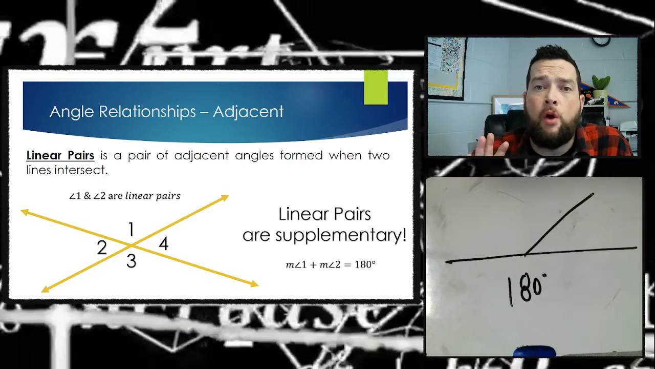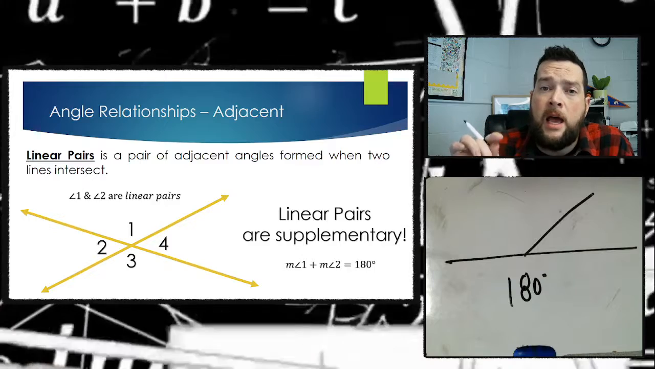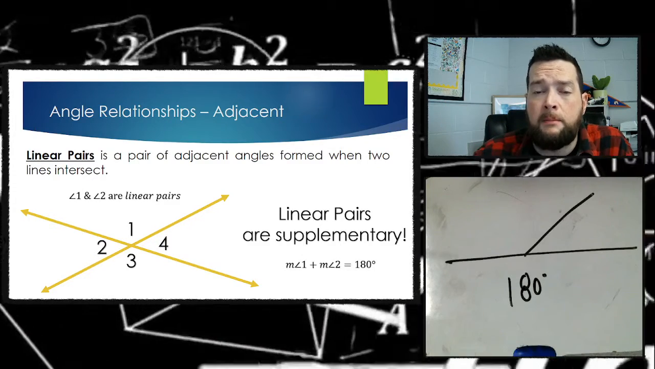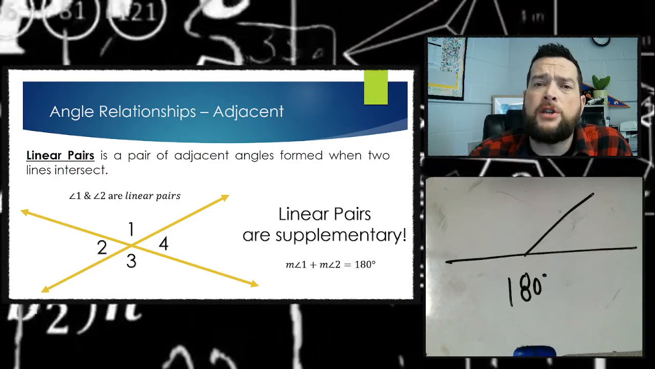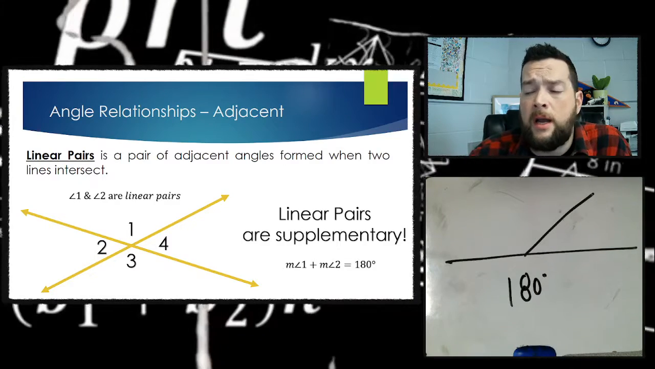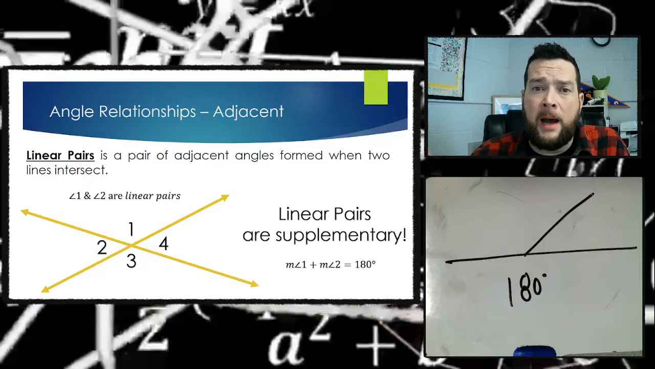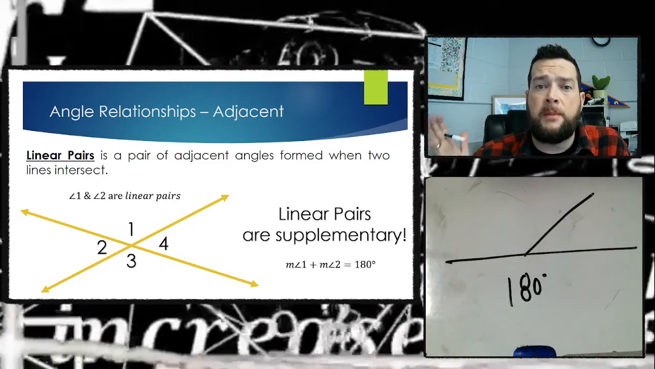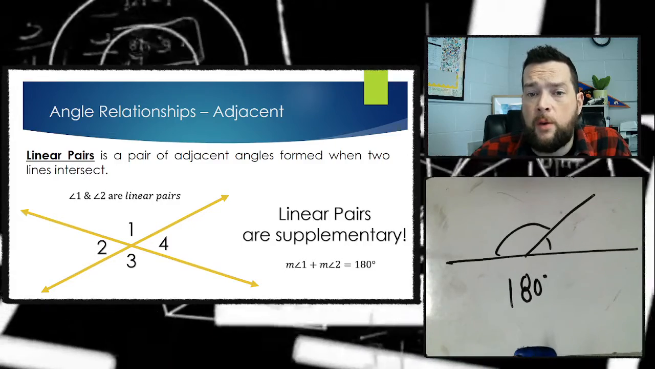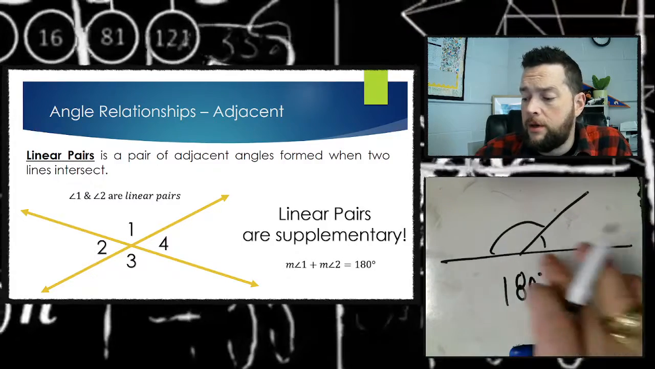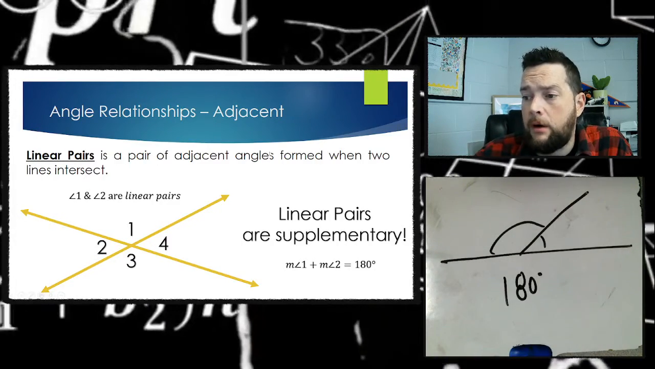If you need a video over supplementary and complementary angles, I've got one of those. You can go into my lessons folder and you can find the complementary supplementary angles one. But supplementary just means two angles add up to 180 degrees. Linear pairs, by nature, are supplementary because there's two angles that are going to add up to 180 degrees. And the way that we know that is because they're on a line.